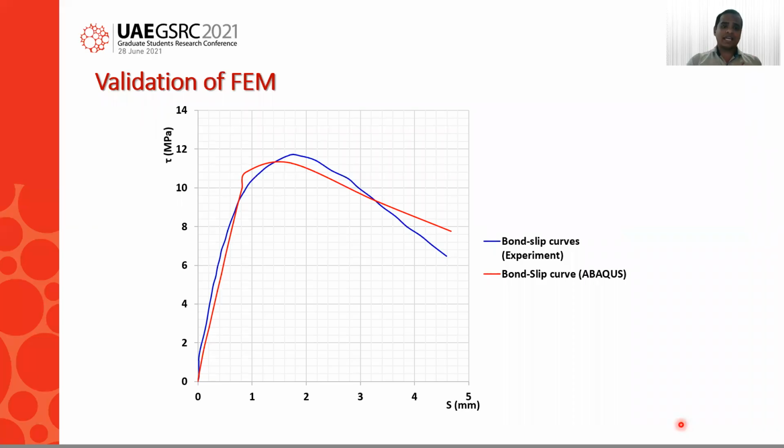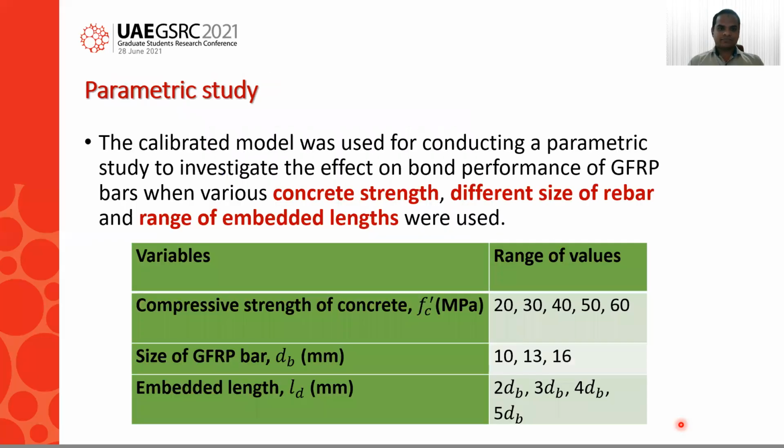Then finally, the entire behavior of bond performance is compared with the experimental one. As you can see, these finite element results are very close to the experimental findings. Once the model was calibrated, I conducted the parametric study. For this, I selected the variables as listed in these tables.